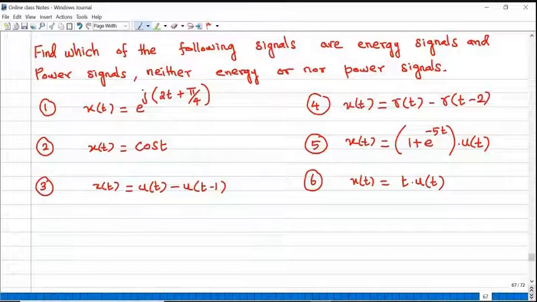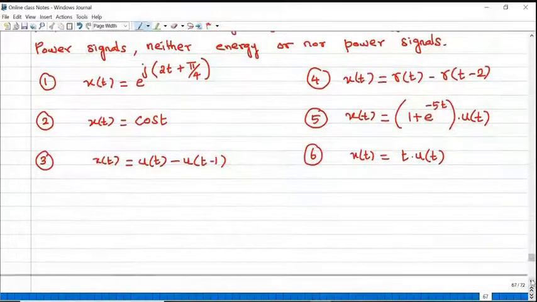We shall continue the previous topic: how to identify whether the given signal is an energy signal, a power signal, or neither energy nor power signal. Okay. So we have solved very few problems in continuous time signals as well as discrete time signals. So in this class, I'll be solving 6 more problems. Then we will move on to the next topic. Okay.